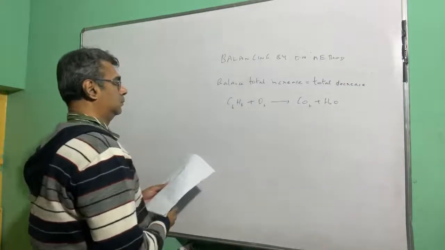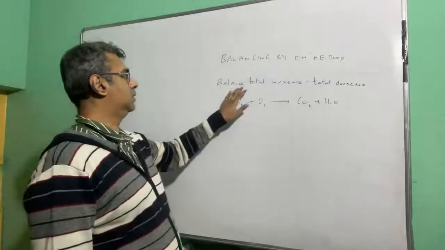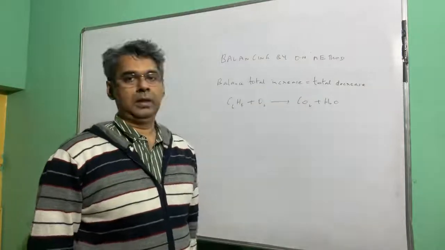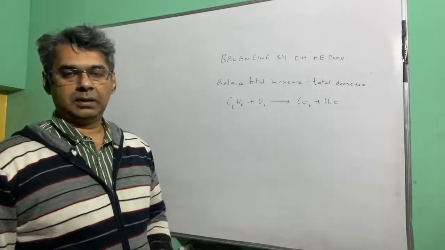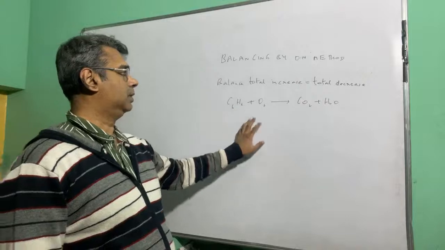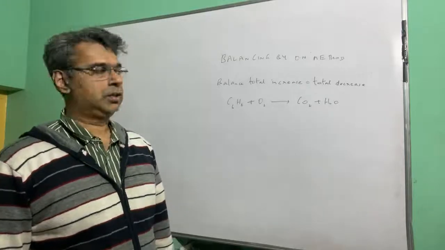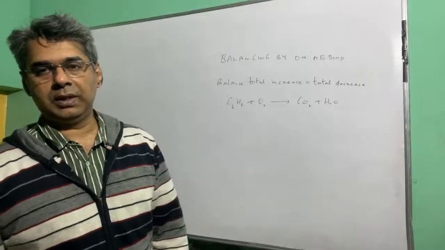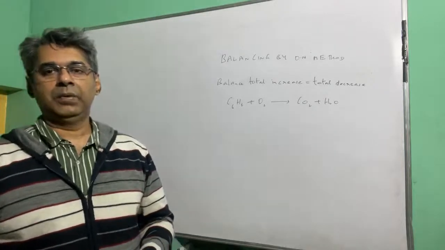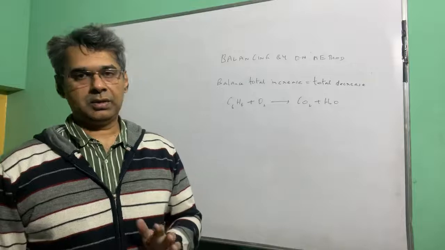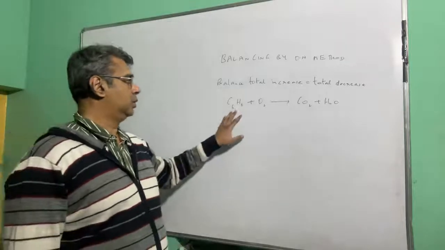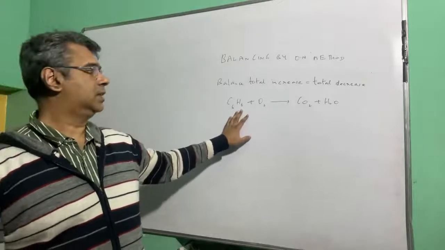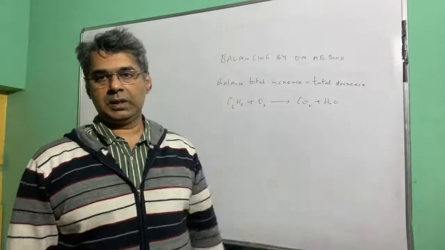So balance the total increase equal to total decrease. That is the thumb rule. When you want to balance the reaction by oxidation number method, balance total increase with total decrease. Whatever is the total increase of oxidation number, you must balance it with the total decrease of oxidation number. So let's have a look at this reaction. C6H6 plus O2 gives CO2 plus H2O.